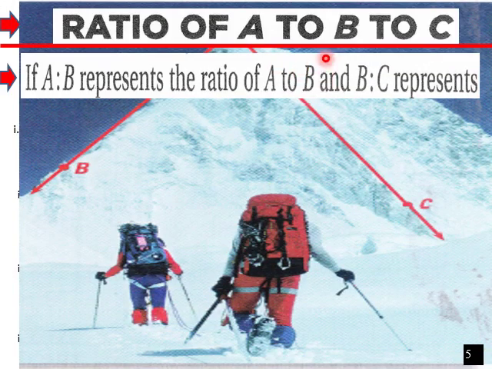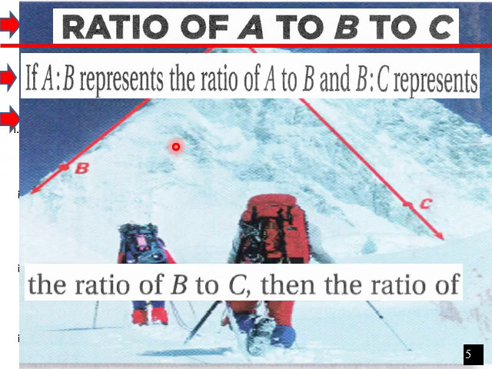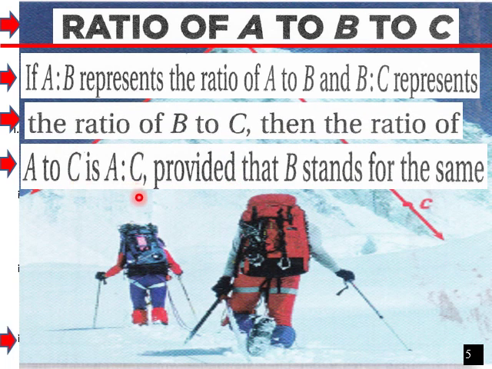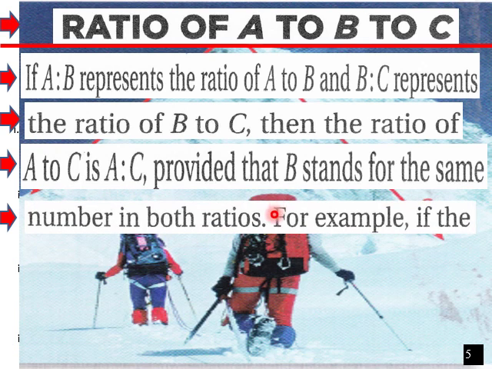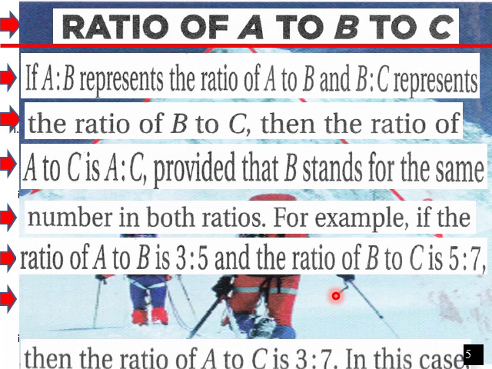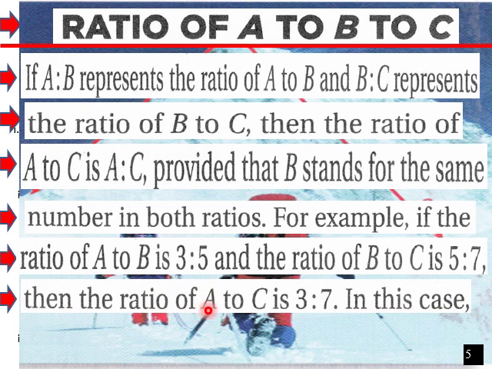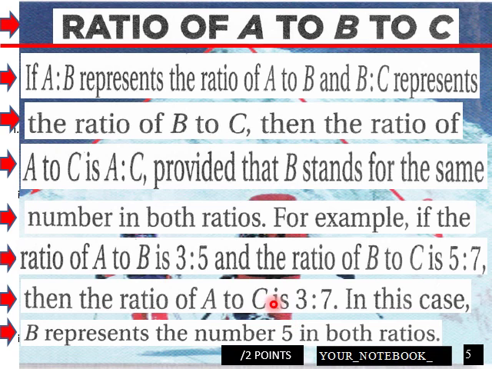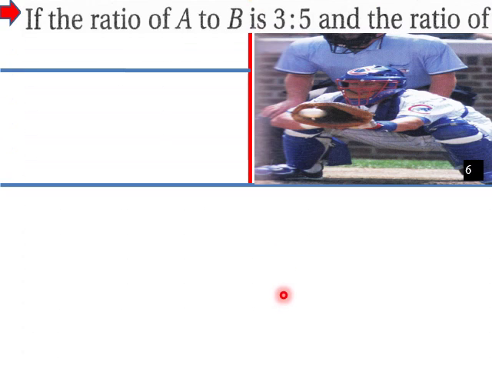Ratio of A to B to C. If the ratio of A to B and the ratio of B to C are given, then the ratio of A to C can be found, provided that B stands for the same number in both ratios. For example, if the ratio of A to B is 3 to 5 and the ratio of B to C is 5 to 7, then the ratio of A to C is 3 to 7. In this case, B represents the same number in both ratios.